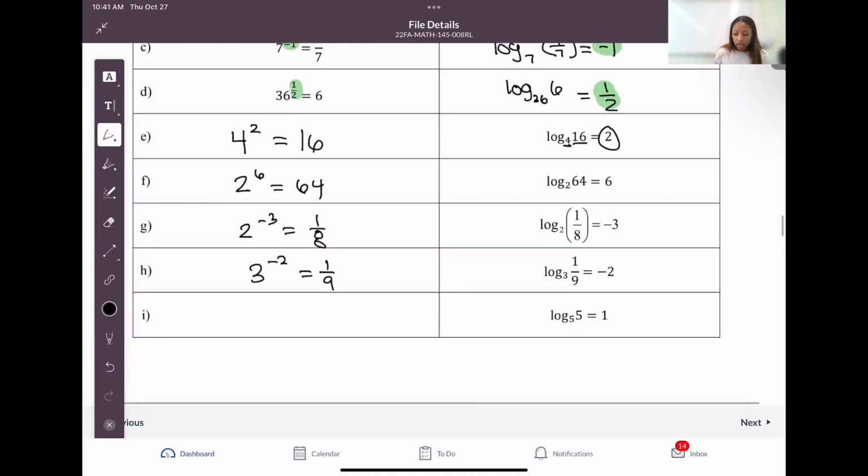And the last one, I, log base 5 of 5 equals 1. This is telling us that 5 to the 1st power equals 5.